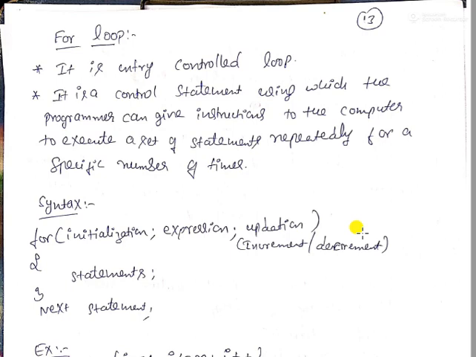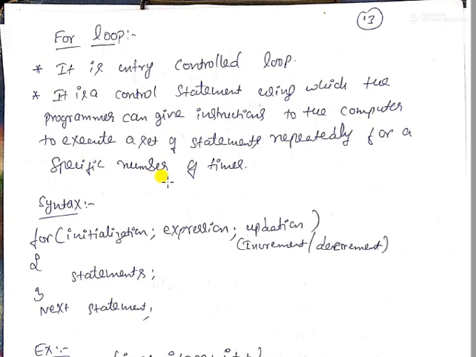Initialization, condition checking and updation, all three we write in a single statement in the for loop. This for loop is used to execute the statements for a specific number of times. Here, first, it is an entry control loop, same as the while loop. This one is also an entry control loop. First we check the condition and then we execute the statements. It's a control statement using which the programmer can give instructions to the computer to execute a set of instructions repeatedly for a specific number of times.